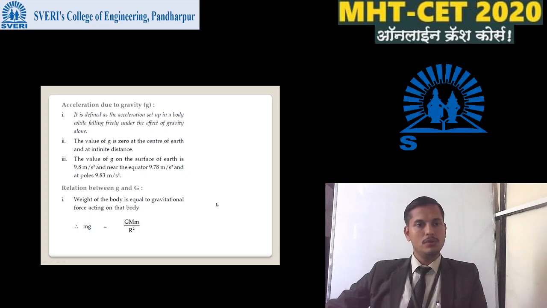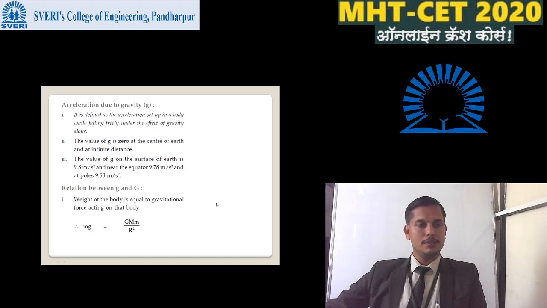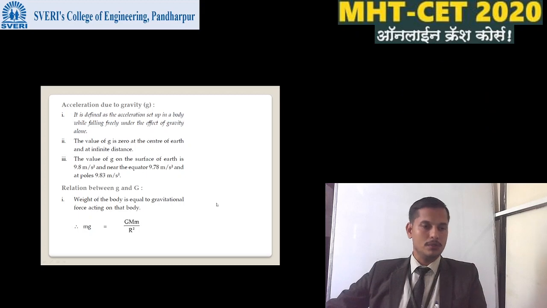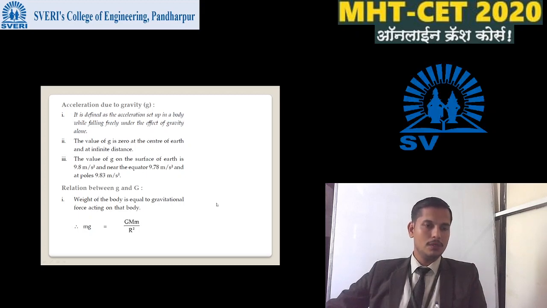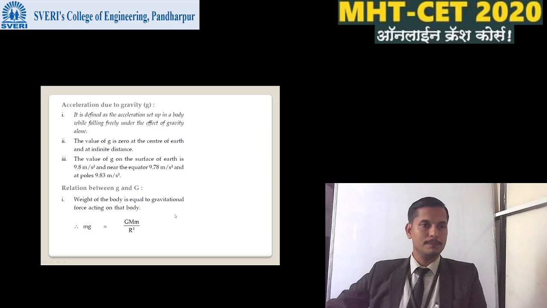Next, the value of g on the surface of Earth is 9.8 meter per second square, near the equator it is 9.78 meter per second square, and at poles 9.83 meter per second square. Next is the relation between small g and capital G. Weight of the body is equal to the gravitational force acting on that body, which is given as mg is equal to GMm upon r square. That equation we have already checked.